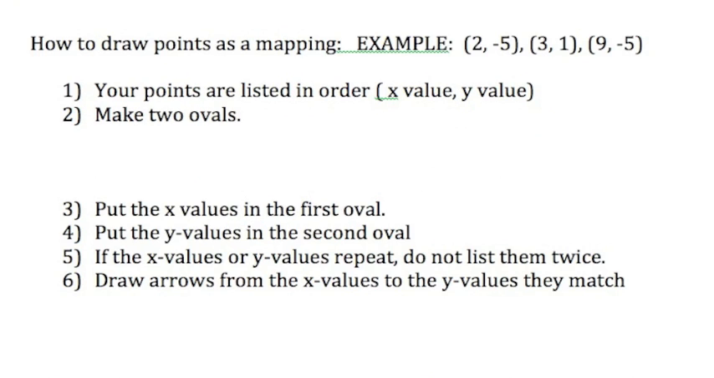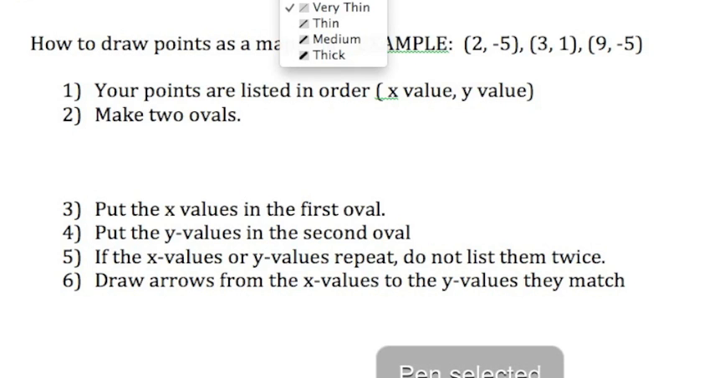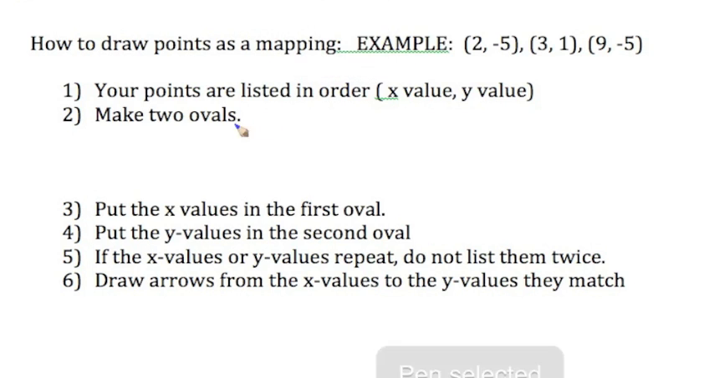So now we're going to take a look at how to draw points as a mapping. I've got several points, 2, -5, 3, 1, 9, -5, the same points we used earlier. And we're going to take those points and put them in something called a mapping. To make a mapping, the first thing you do is make sure your points are listed in order x, y, and they are. Points are always listed x and then y, which is convenient because it's in alphabetical order.